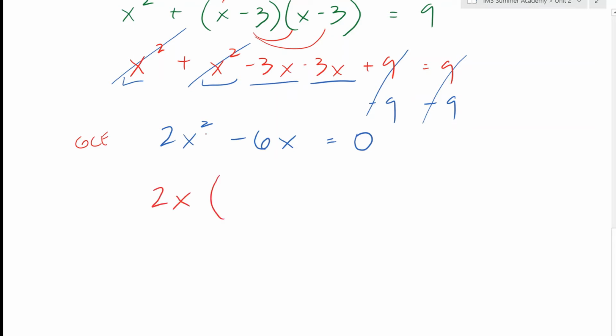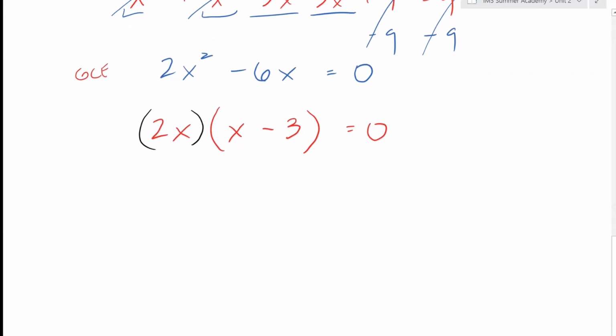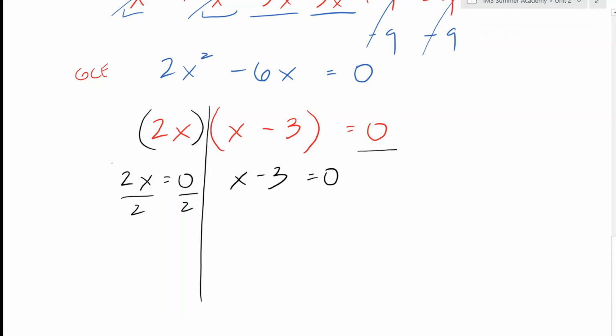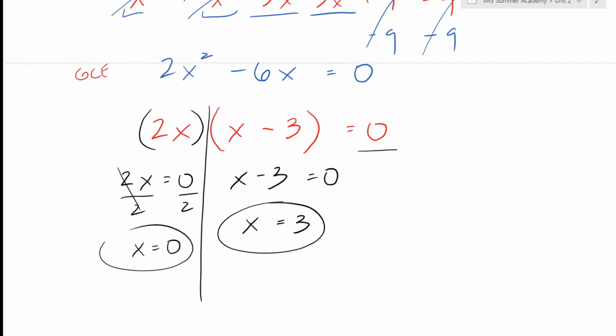So dividing that out, 2x squared divided by 2x leaves me with x, minus 6x divided by 2x leaves me with 3. And the reason we do this is because now, technically it is 2 sets of parentheses, and 2 sets touching, we can split and set equal to the 0. Because remember, we should get 2 answers. Most times we get the 2 answers. So on this first side, divide both sides by 2. x equals 0. On the other side, add 3 over. x equals 3.